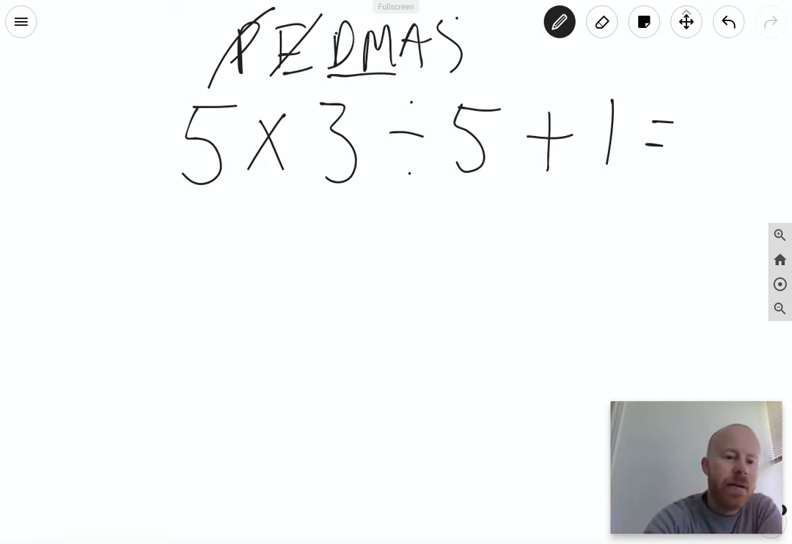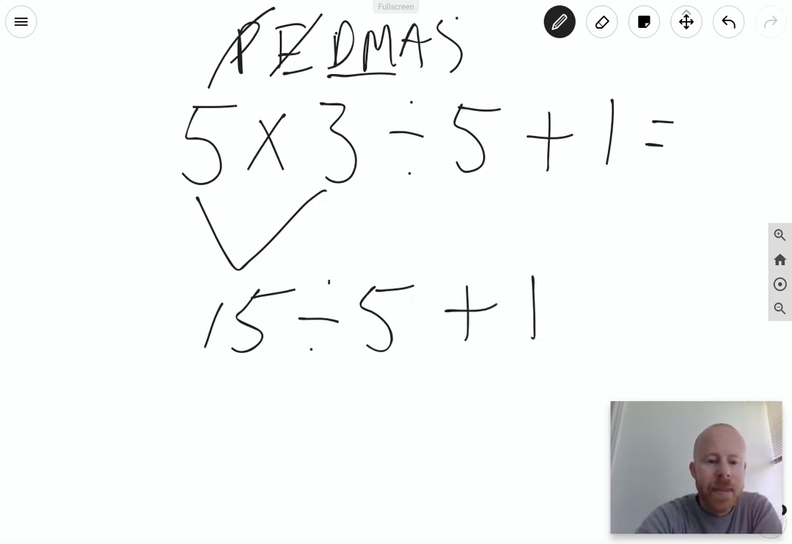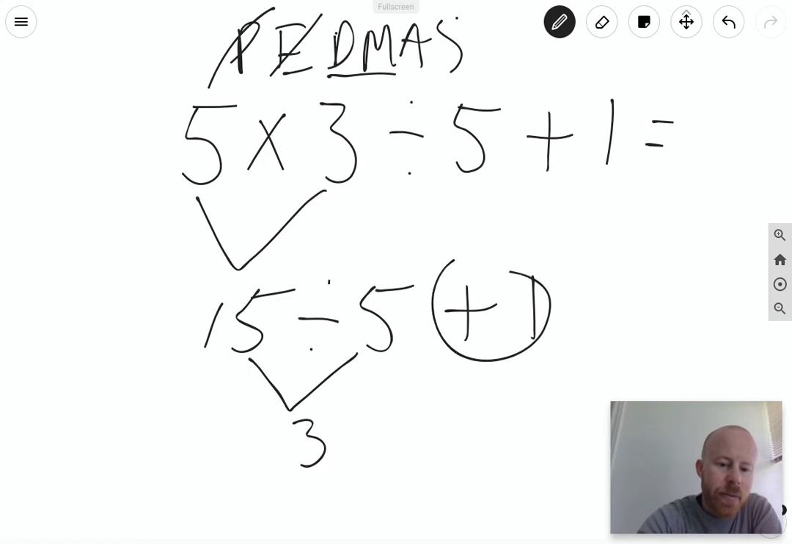So, step 1, 5 times 3, it comes first. It would be 15. Now we have 15, we move everything down. We have 15 divided by 5 plus 1. Now we're going to do division because division comes before addition. So, 15 divided by 5 is 3. Bring down the plus 1. 3 plus 1 is 4. Now, if we did this differently with parentheses, that could have completely changed the answer.